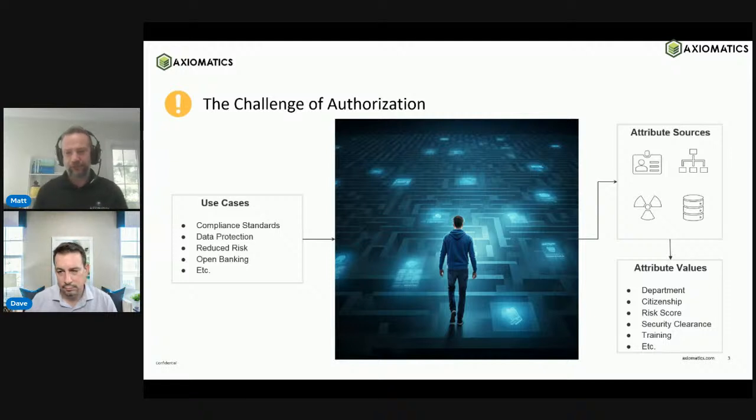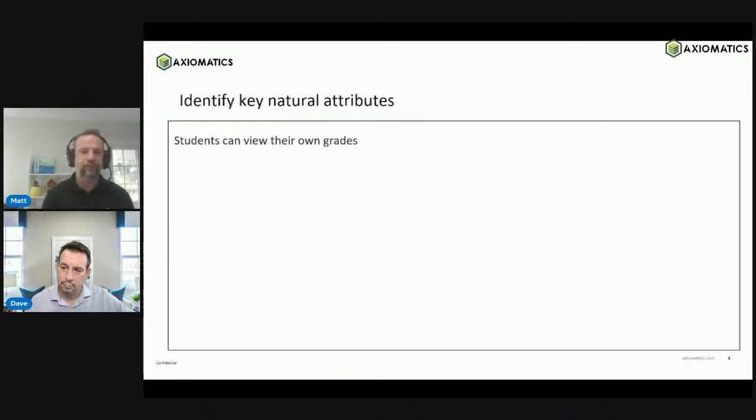Now, for years, what we've done to try to simplify that effort for organizations that we work with is we really try to break it down. And we simplify that by going into what we would call a natural language approach to authorization. This one is very simple. Students can view their own grades. Obviously, this is going back to our ABAC basics first session.